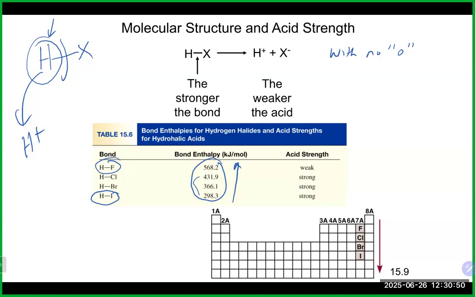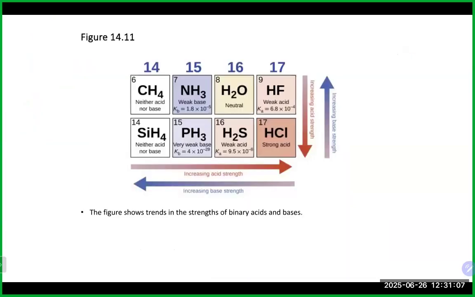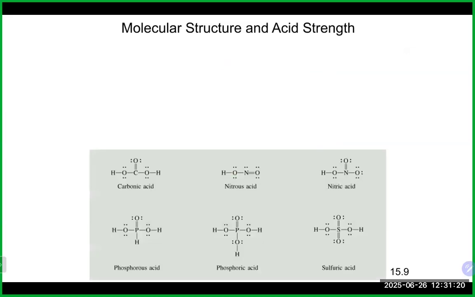So when you're comparing acids with no oxygen, you want to look at bond energy. The stronger the bond, the weaker the acid. The weaker the bond between the H and whatever it's attached to, the stronger the acid it would be. Any questions on that there? Now, when we look at the periodic table, you can also see that acid strength increases as you go down and to the right on the periodic table, and base strength actually increases in the other direction.